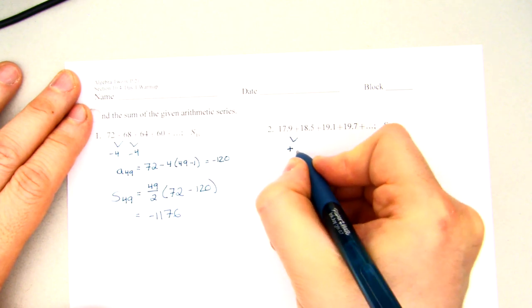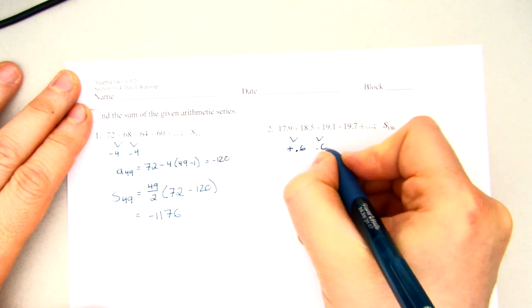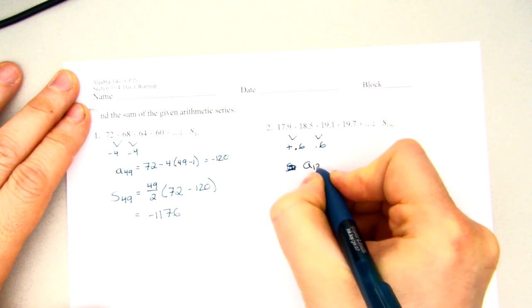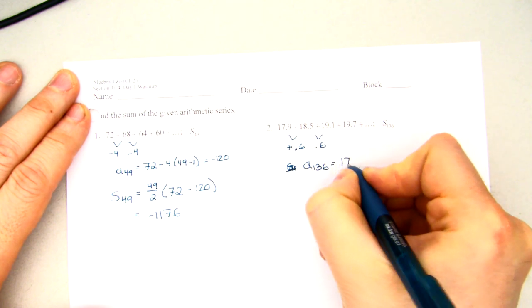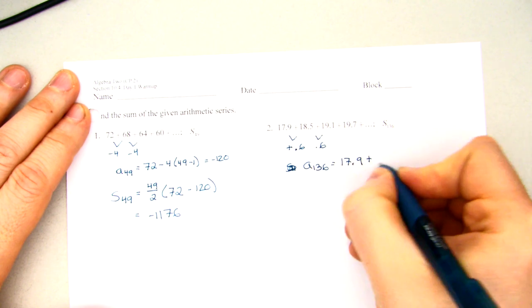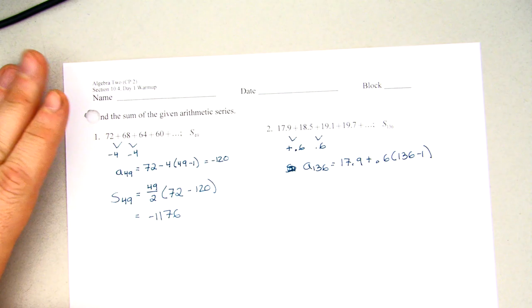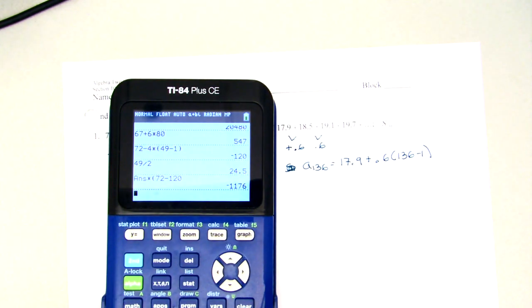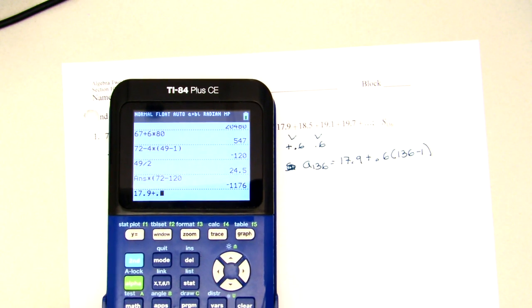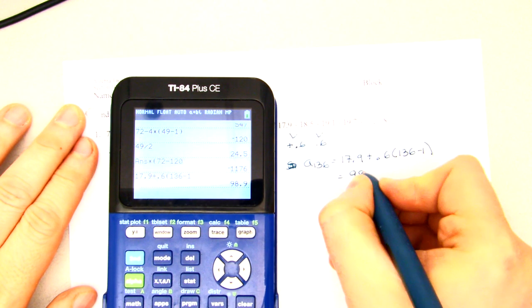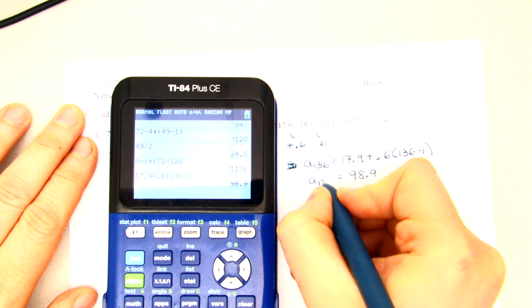It looks like this pattern is plus 0.6 each time. My 136th term, A sub 136, will equal 17.9 plus 0.6 times 136 minus 1. Typing this in on the calculator, we get 98.9 for our last term.